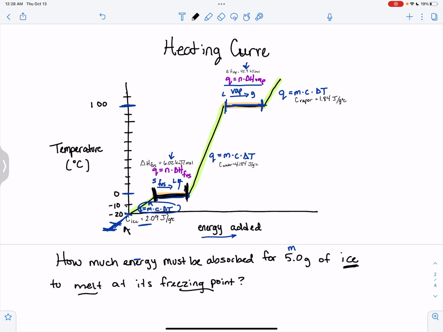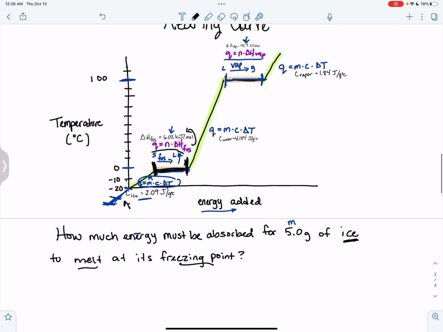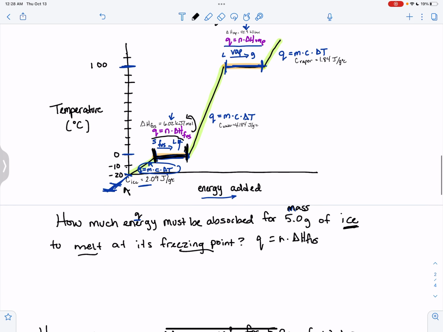So we just look, in the purple is our formula, and notice that right here is my H value, the H of fusion. So I'm going to use Q equals n times delta H of fusion. Notice that I have the 5.0, which is my mass. Notice that I am solving for energy. Q is heat energy. So I need to change my mass into moles, and then I can use it with the equation. So I'm going to take my 5.0 grams, and this is water. I mean, it's ice, but it's still water.